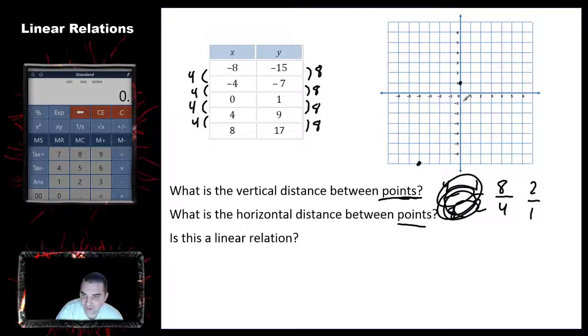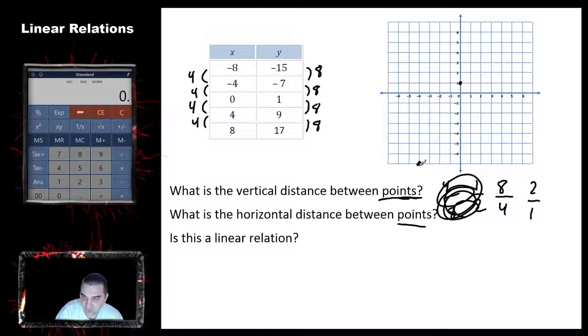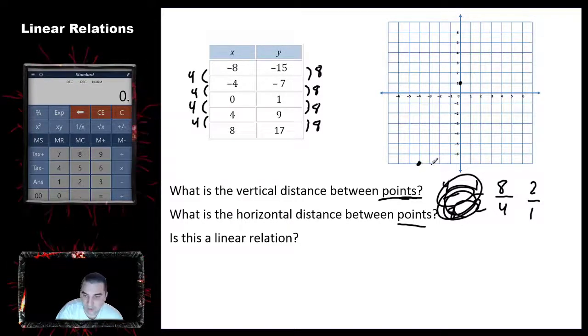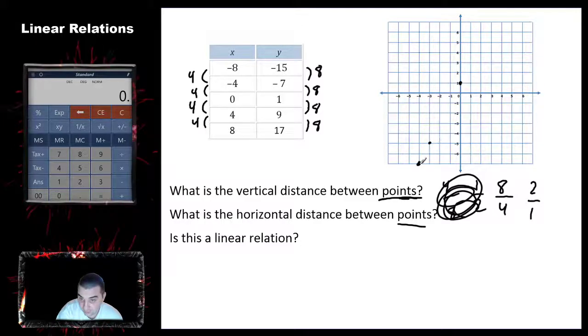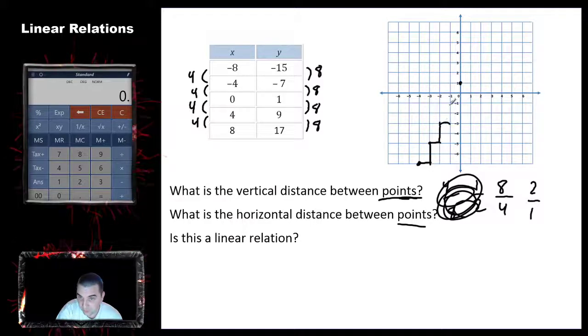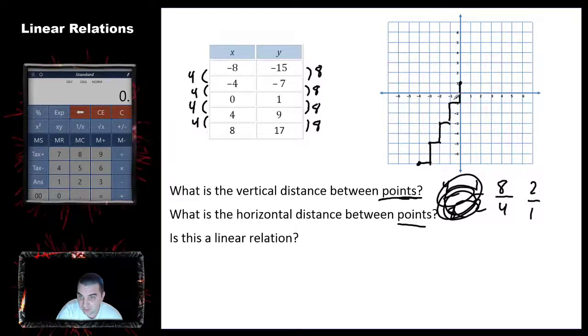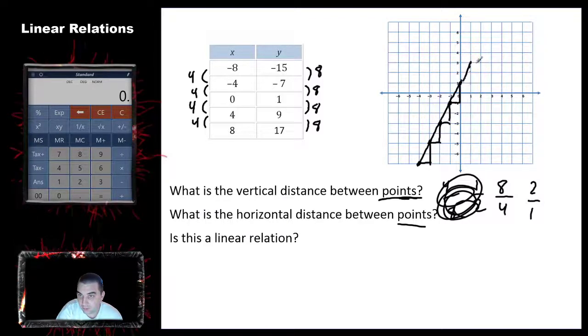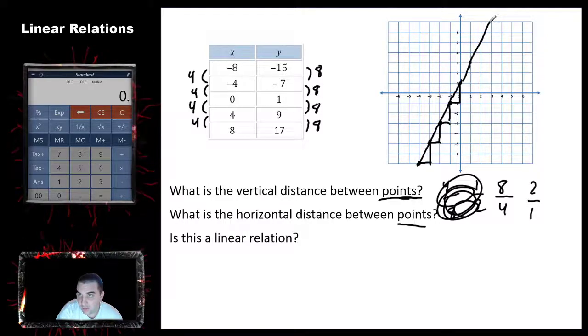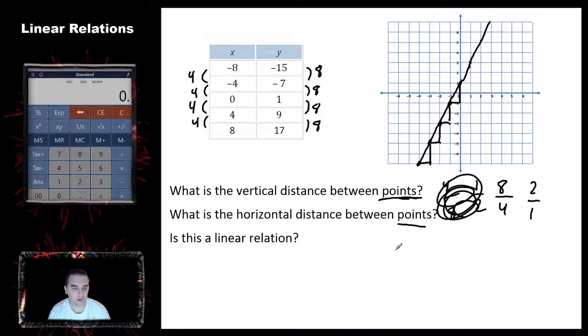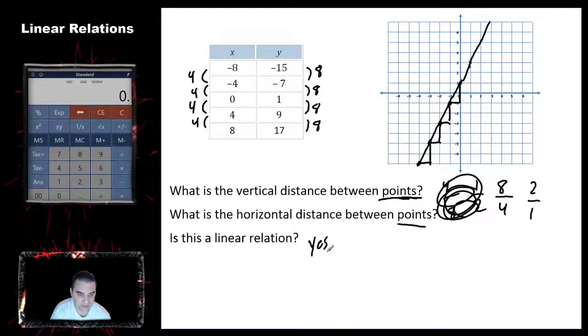And let's check that out. For every increase of 1x, it goes up by 2y. If that's true, these will make sense. Step, step, step, step, step, step, step, step. And yep, it matches up. Okay? And a line will form between these points. And there we go. Okay, so is this a linear relation? Yes, it is, absolutely.